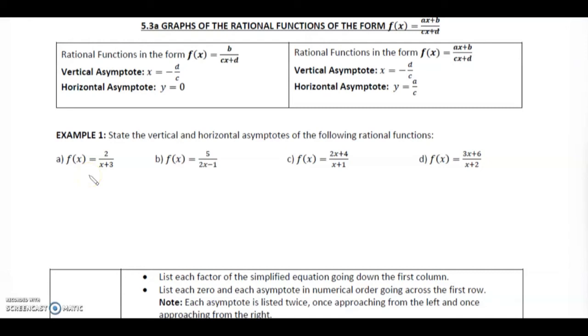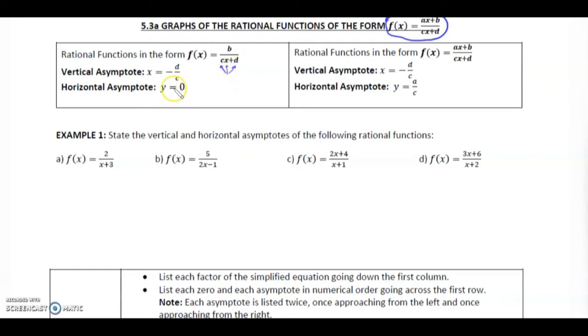5.3a, graphs of the rational functions of the form f(x) = (ax + b)/(cx + d). Okay, so this is going to be our focus for the next couple lessons. So rational functions in the form f(x) = b over cx + d, so just a constant on the top, over some linear expression with a coefficient, an x value, and then plus a constant.